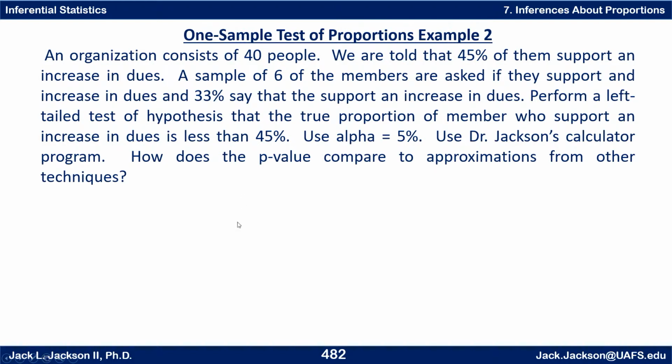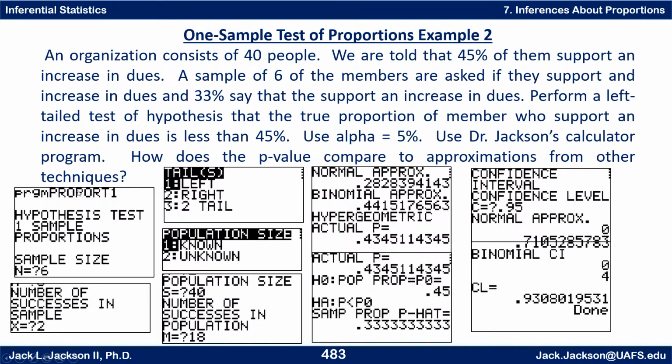Use my calculator program. How's this p-value compared to approximations from other techniques? Okay, hopefully you've done this yourself now. So you ran this program. The sample size was 6. The number of successes in the sample, 0.33 times 6 is not quite 2, but you can see that 33% has been rounded off. And so whatever you get there when you multiply 0.33 times 6, round it off to a whole number, so you put in 2.